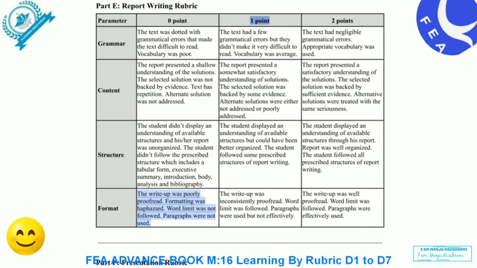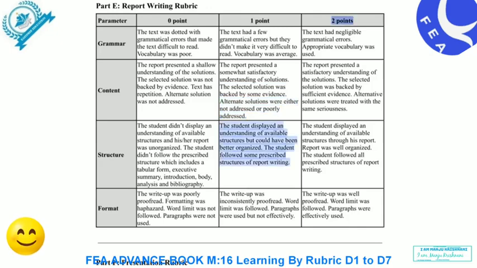Paragraphs were not used. 1 point. The text had a few grammatical errors, but they didn't make it very difficult to read. Vocabulary was average. The report presented a somewhat satisfactory understanding of solutions. The selected solution was backed by some evidence. Alternate solutions were either not addressed or poorly addressed.